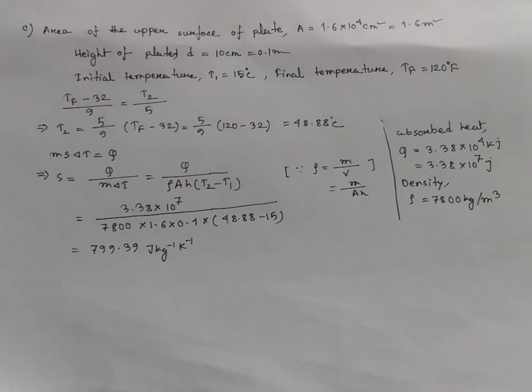The heat is given here, the density is given here, the area and height are also given, and using all this information, we get the specific heat capacity as 799.39 joule per kg per Kelvin.